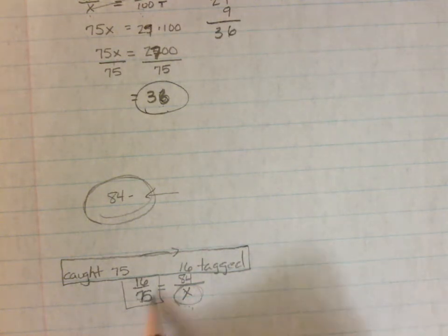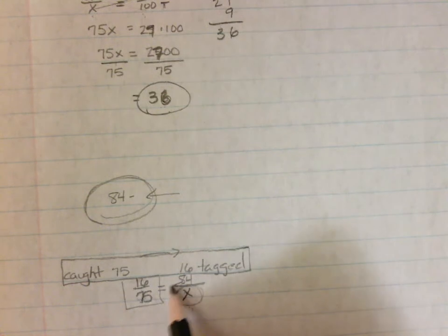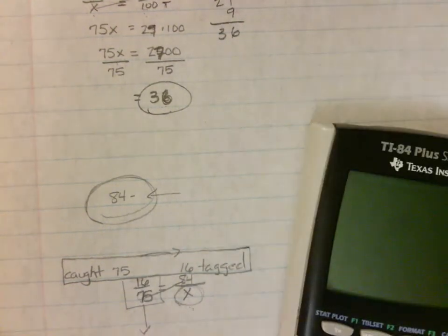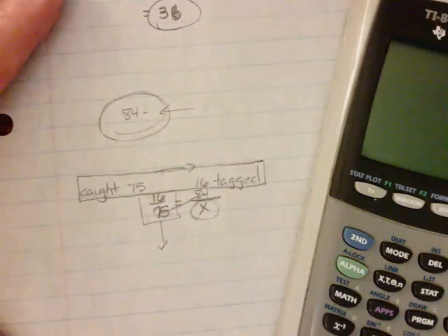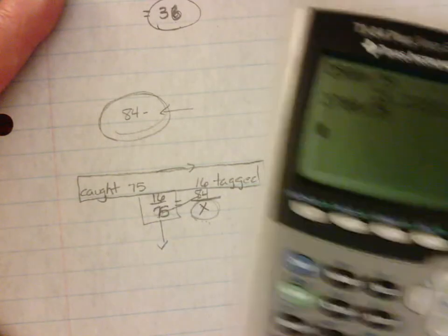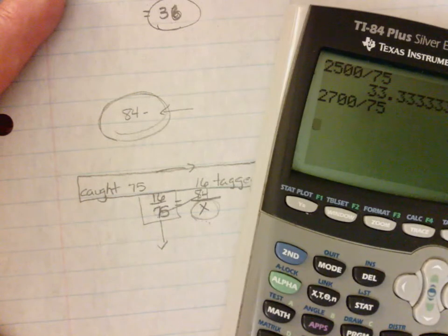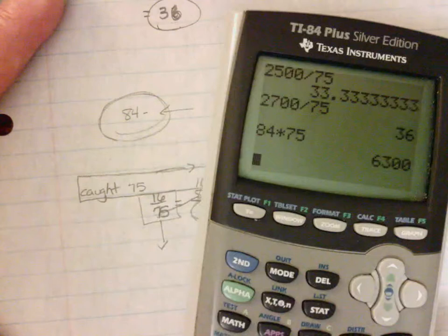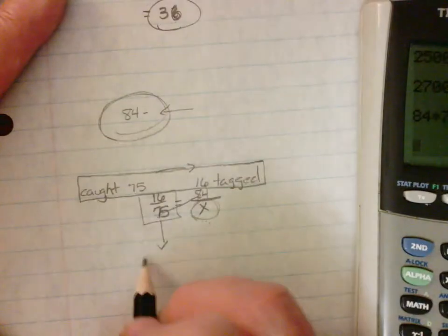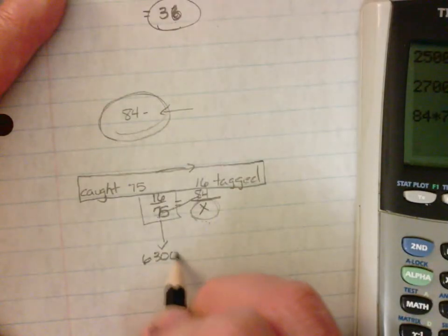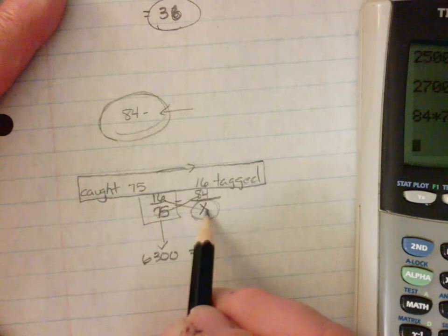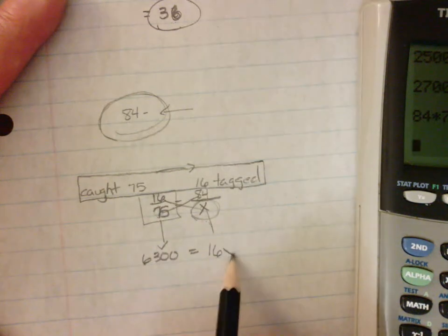Again, I'm going to cross multiply, and I'm going to multiply 84 times 75 and bring that down. I'm going to use my calculator again to do my arithmetic. 84 times 75 is 6,300. And that's equal to 16 times x.